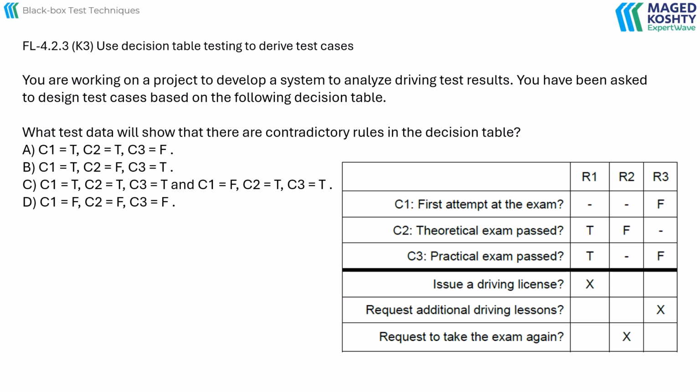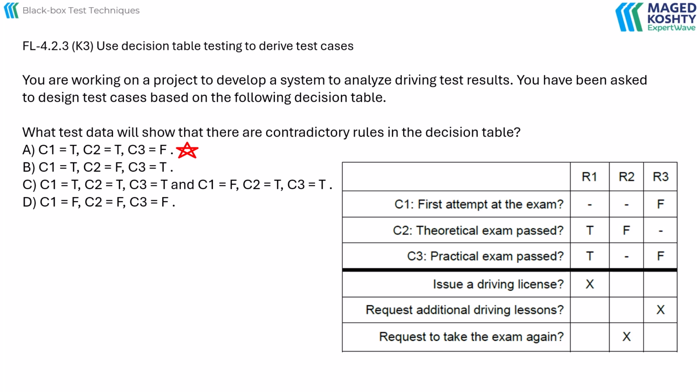This is the first time I've seen such a question about the decision tables. I mean asking about contradictions in the decision table. I believe a contradiction could mean that a test case applied to more than one rule. Let's go through the test cases one by one. A. C1 equals T, so it's R1 or R2. C2 equals T, so it's R1. C3 equals F. No rule represents such a test case. We have a problem here, but it's not a contradiction.